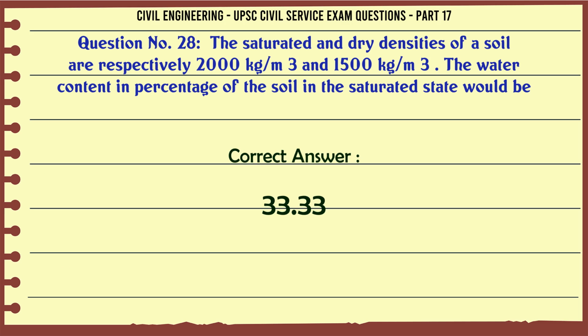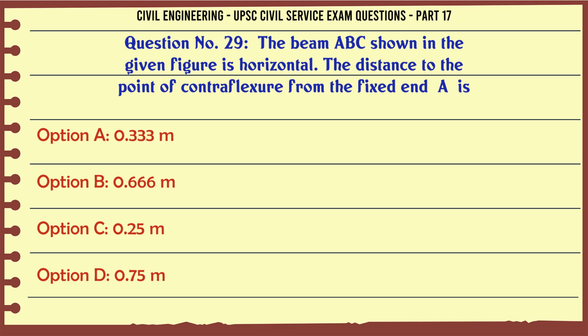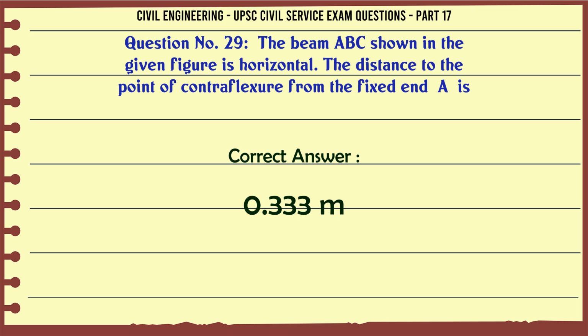33.33. The beam ABC shown in the given figure is horizontal. The distance to the point of contraflexure from the fixed end A is A. 0.333 m, B. 0.666 m, C. 0.25 m, D. 0.75 m. The correct answer is 0.333 m.